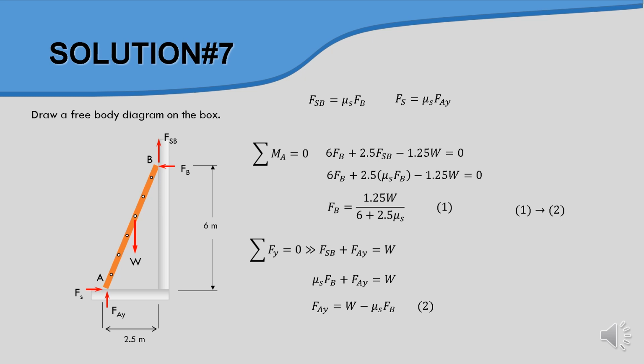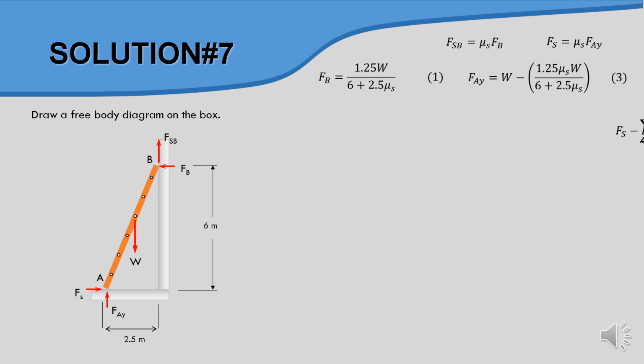Then we substitute the value of equation number 1 into equation number 2, and finally we get the value of Fay as something like this, and we make it equation number 3. Okay, by using Fx equal to 0, we know that Fs and Fb are equivalent. So we will substitute the value of Fs using this formula, and then we have the terms of Fay and Fb. From the previous slide we obtained the value of Fb here and Fay here.